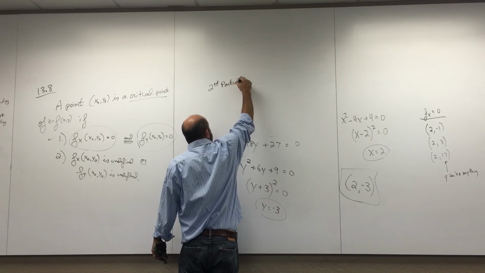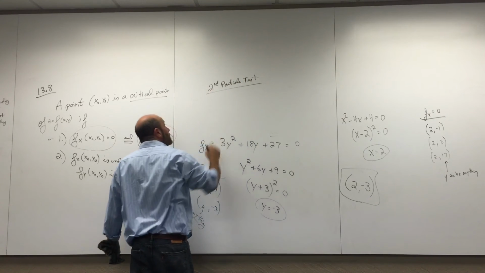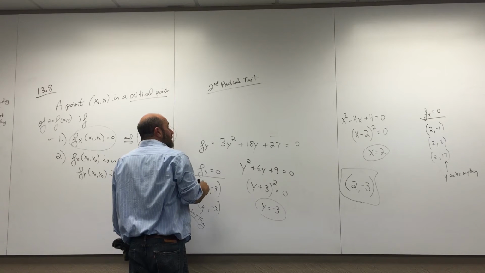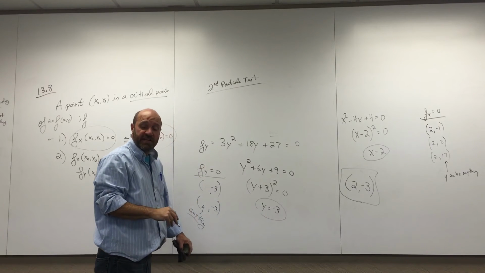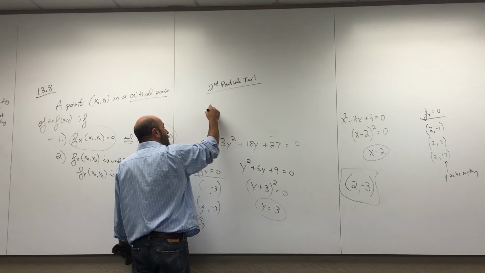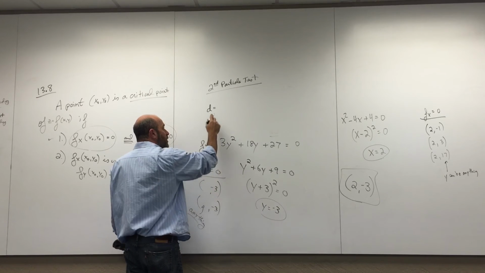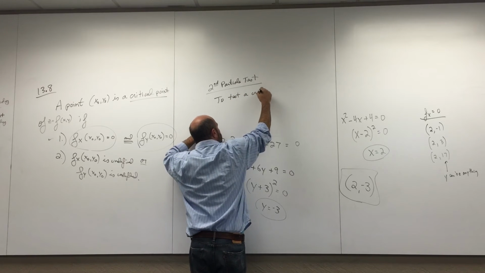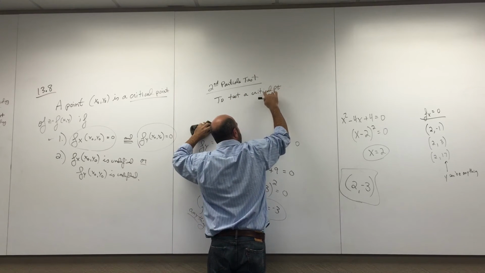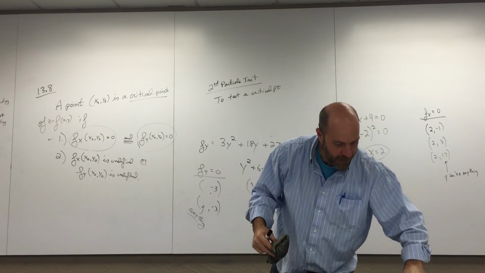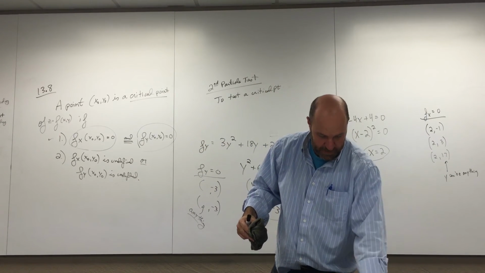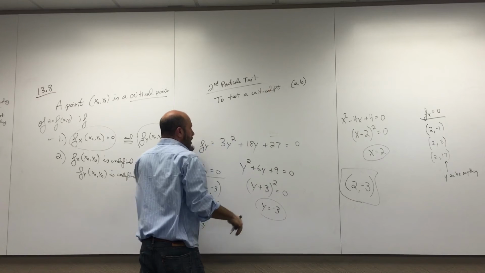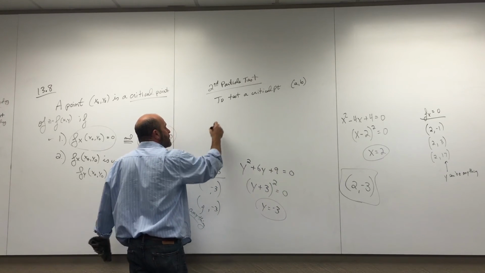It's the second partials test. It's kind of a trick. It's called the second partials test because you need some second derivatives. Here's what it says. I'm doing this very loosely here. To test a critical point, let's say instead of x naught, y naught, I'm calling it A, B. In order to test a critical point A, B, you do this.